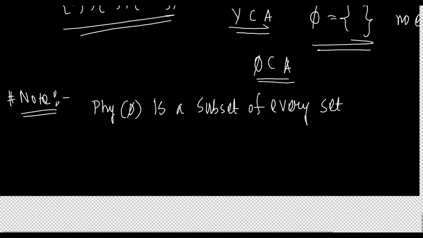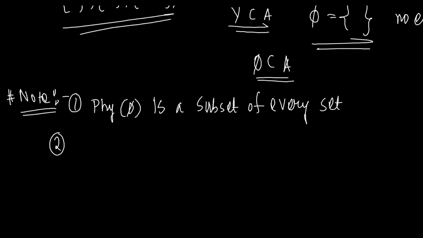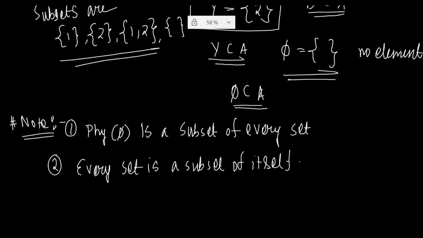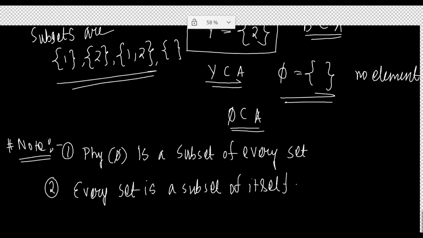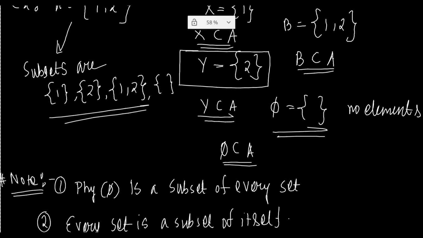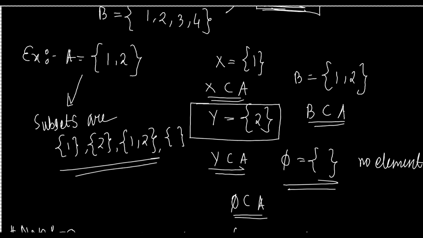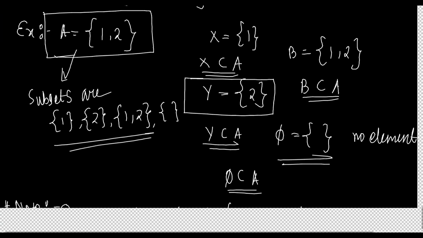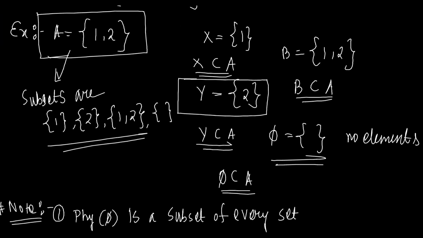Okay, and another, every set is a subset of itself. Why? Because you have seen here, A was 1 comma 2. Also we have taken 1 comma 2 as a subset of this one. So this is actually the set itself, so it is also a subset of this set.